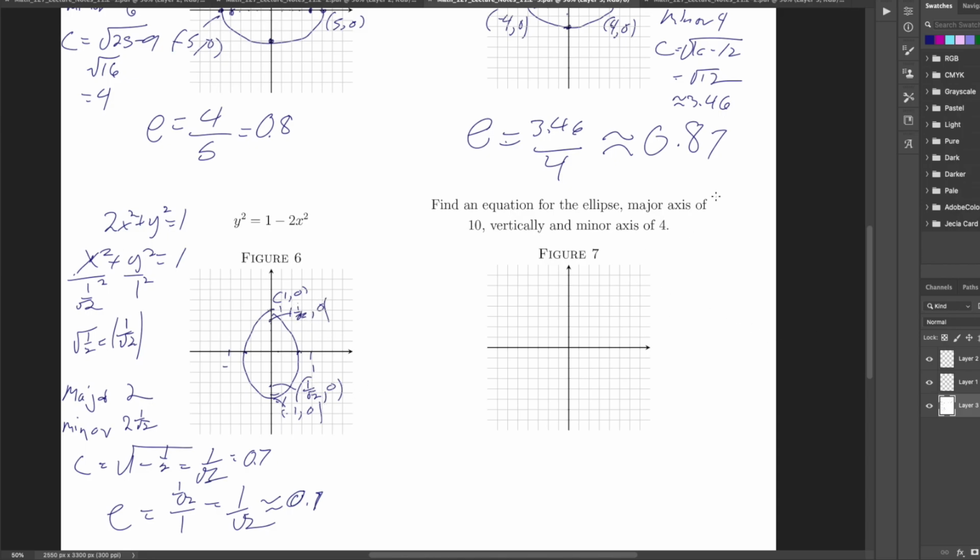Okay. So the last thing we want to do for this set of notes is find the equation of an ellipse whose major axis is 10 and the minor axis is 4, with the major axis vertical. So we know it's 10 vertically, so 1, 2, 3, 4, 5. So here's 5 of it. Here's the other 5. 1, 2, 3, 4, 5. So here'll be the other 5. And it'll be 2 this way, and then 2 this way.